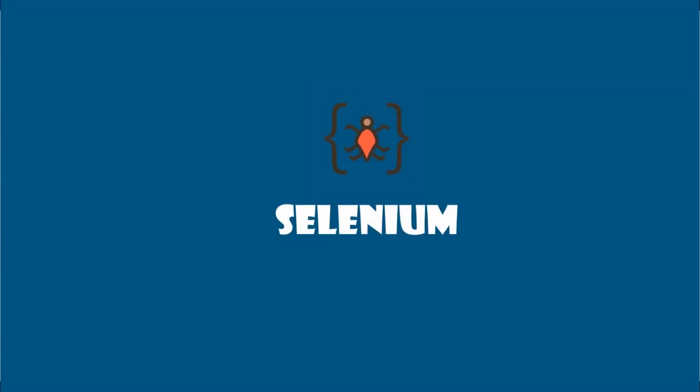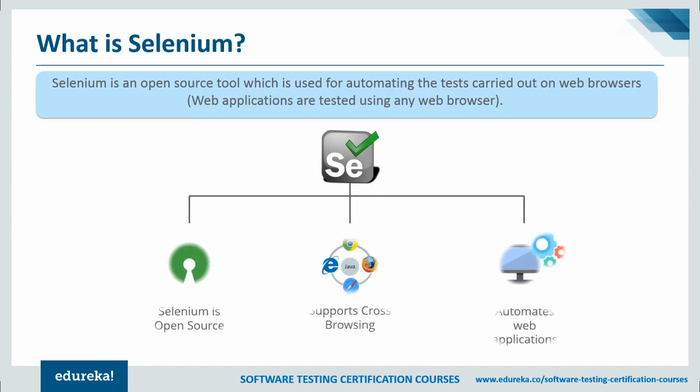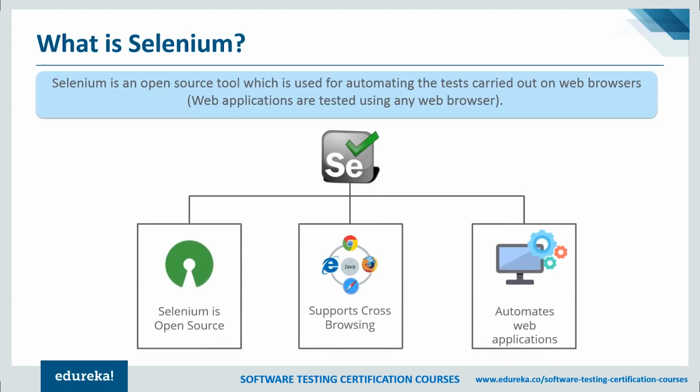So what is Selenium and why is it a preferable tool? Selenium is an open source tool which is used for automating the tests carried out on the web browser. Wait, before you get carried away, let me reiterate it. Only testing of web applications is possible with Selenium. We can neither test any desktop application nor any mobile application using Selenium. Since Selenium is open source, there is no licensing cost involved, which is a major advantage over other testing tools.